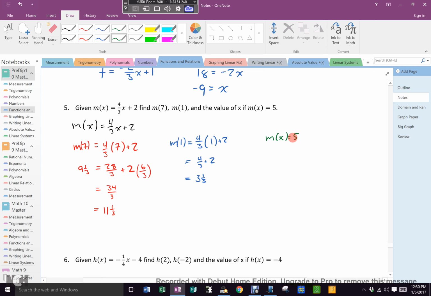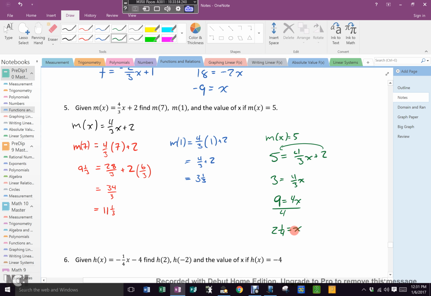I'm trying to find x. So x has to stay x, doesn't it? So what do I have now? I have 5 equals 4 thirds x plus 2 because I'm looking for x. And then we just do algebra, yes? 2 comes over here. 3 equals 4 thirds x. Yes? How do I get rid of the 3? Multiply by 3, 9. 9 equals 4x. Now what? Divide by 4. Excuse me. So 2 1/4 equals x.